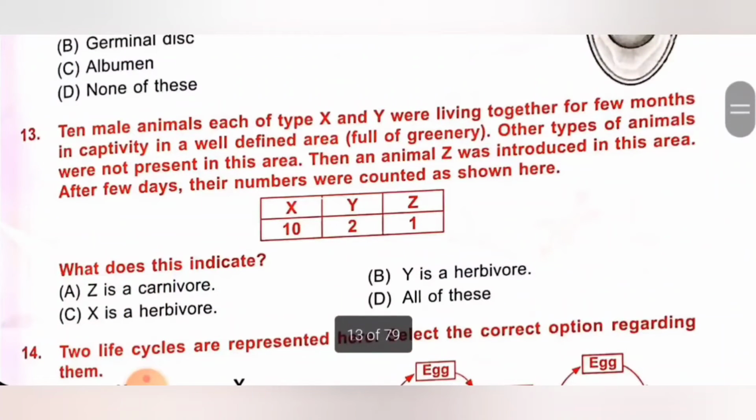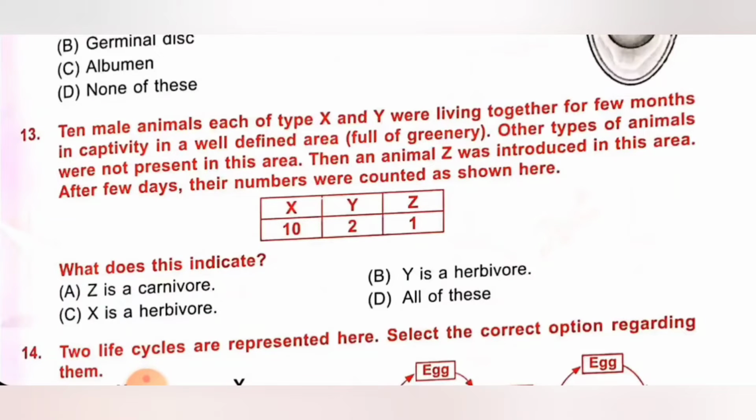13th one. 10 male animals, each of type X and Y, were living together for a few months in captivity in a well-defined area that is full of greenery. Other types of animals were not present in this area. Then an animal Z was introduced in this area. After a few days, their numbers were counted as shown here.